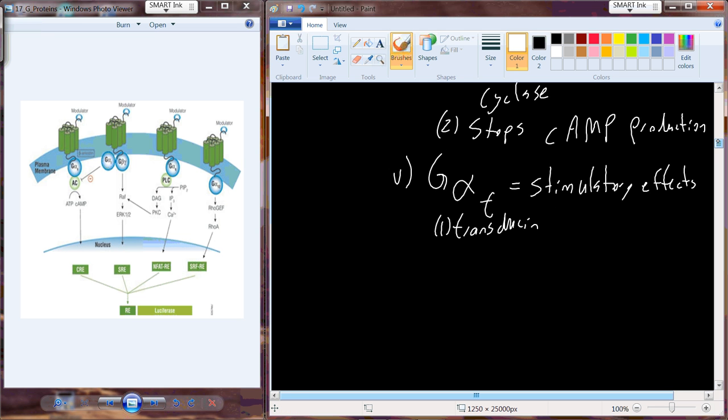Sometimes you'll hear that T referred to as transducin. And this is going to be an alpha subunit that, when its receptor is activated, results in upregulation or activation of phosphodiesterase 6. This is actually the G protein that we find in the rhodopsin receptor, which is one of our receptors that we have in signaling for vision.